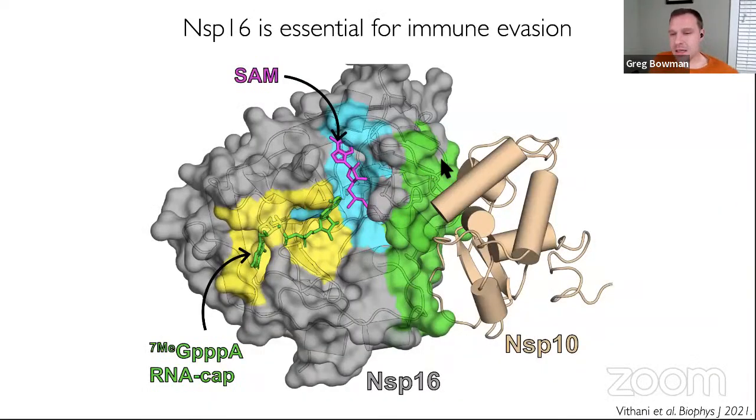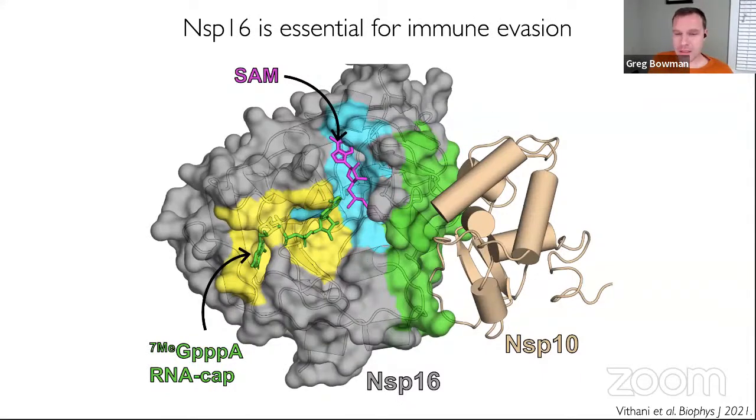And so to understand this, what we did is run our fast pockets algorithm on NSP16 as a monomer. We also did this on the complex between NSP16 and NSP10. And then we wanted to be able to compare these to make sense of what's different and see if we could start to understand what NSP10 does, and if we might be able to take advantage of that.